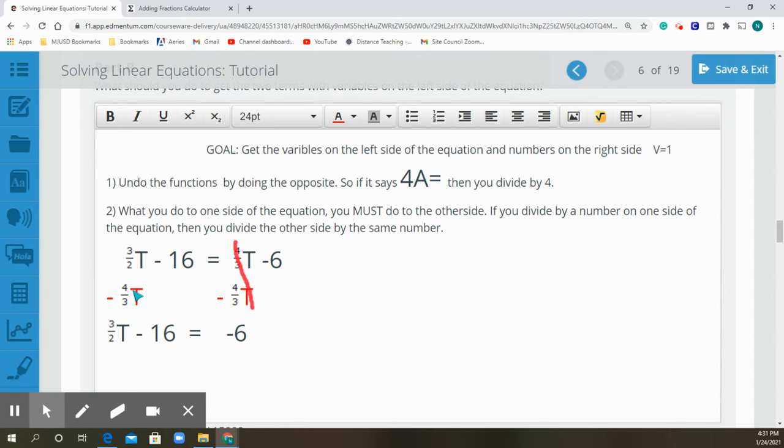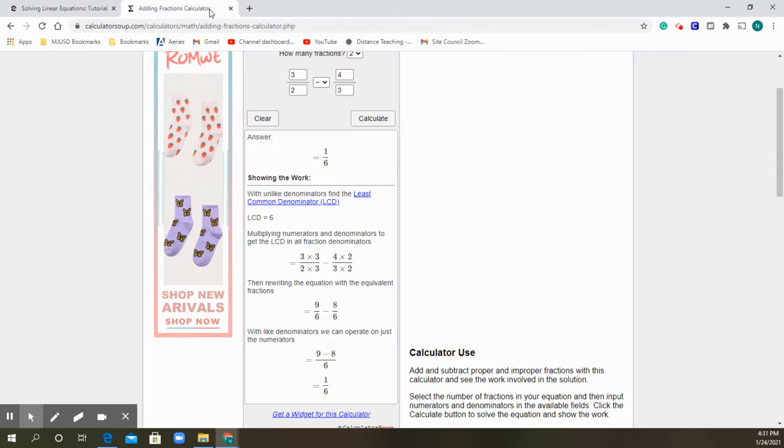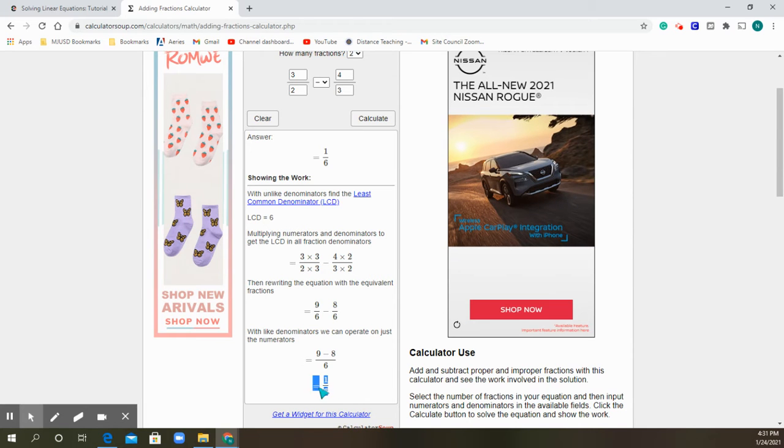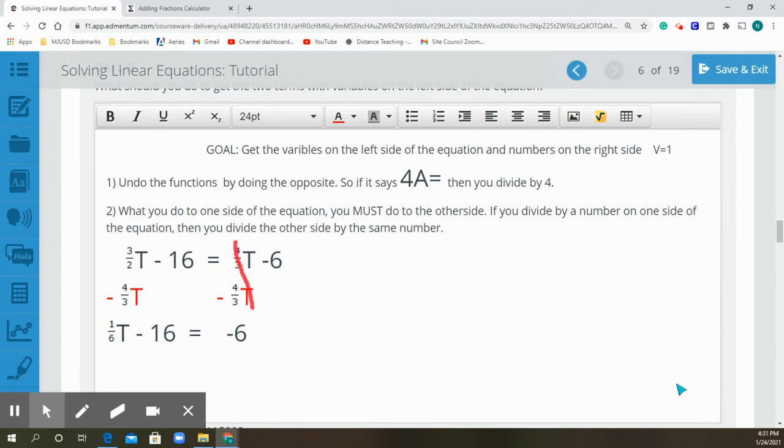4 over 3t from 3 over 2t. And that left us with a new fraction, which was not 3 over 2. It was 1 over 6. Is that correct? 1 over 6. That's correct. Okay. So we got 1 over 6. Whew.